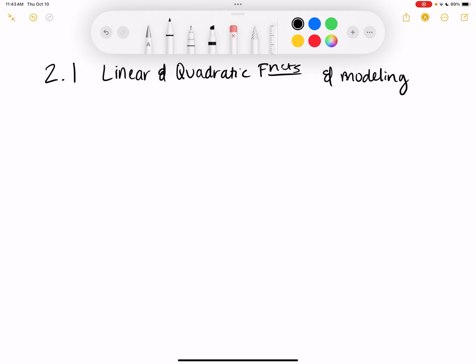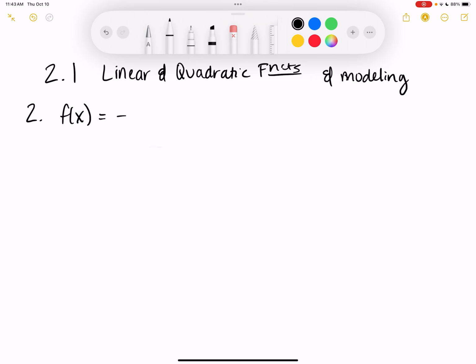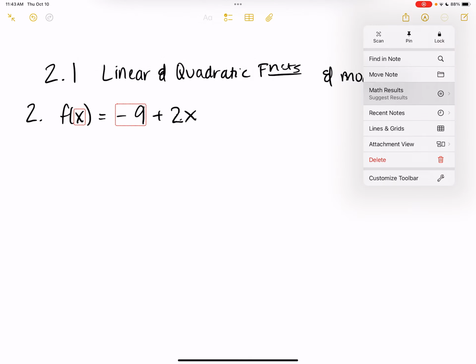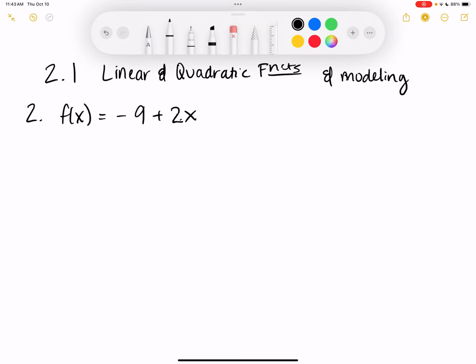First problem, determine which are polynomial functions. For those that are, state the degree and leading coefficient. For those that are not, explain why not. So number 2, I've got f of x equals -9 plus 2x. All right, so is this a polynomial function?